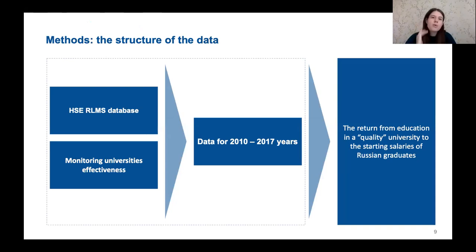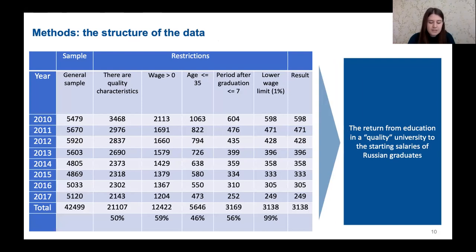I use the HSE-LMS database and combine this database with the monitoring university effectiveness database. It's important that the monitoring university effectiveness measurements were collected by hand from the site, and then the complex process of combining these two databases was done. And as a result, we have a sample. For clarity, this slide shows the process of combining these two samples with restrictions. And let's discuss the hypotheses.